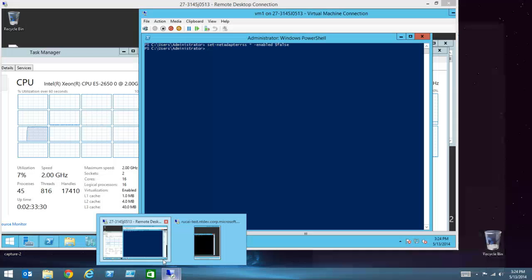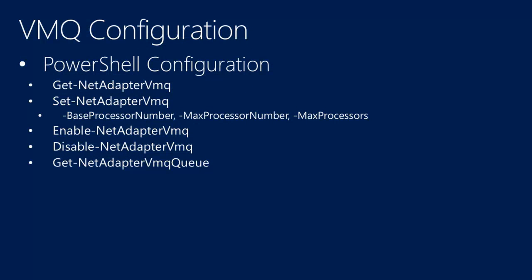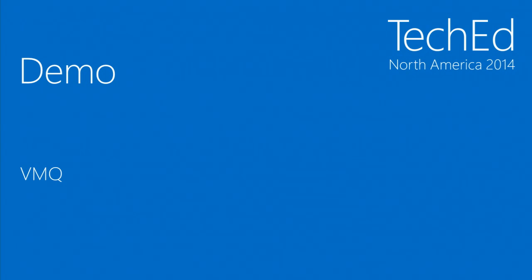which is my next topic, let's go ahead and jump back to the slides. Let me finish this real quick. Set-NetAdapterVmq, you have your base processor, number of processors, max processor number. And then the other one here that's different than RSS is Get-NetAdapterVmqQueue. That's the one I showed you, where it actually tells you the queue IDs and the queues that are allocated for the different machines on the system. And I did the demo. Any questions about VMQ?